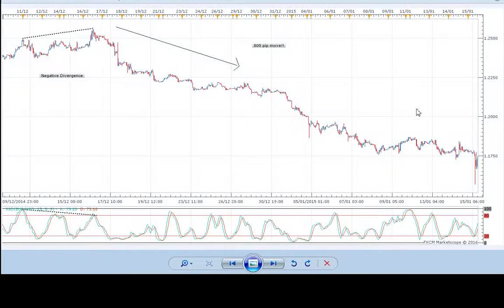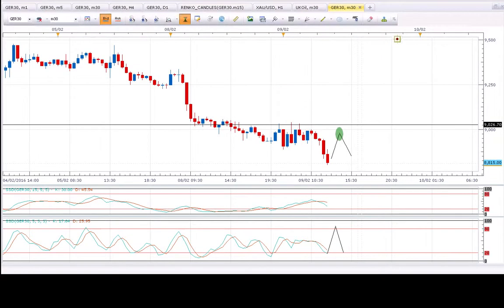And another example, again, negative divergence. So price created a higher high, the indicator created a lower high, and this actually led to an 800 pip move. So you'd have been doing quite well there, because you could have added to the position here, here, here, and you'd have made a pretty good month. You know, in a pretty dismal December, you'd have done really well. So divergence creates fantastic trading opportunities.